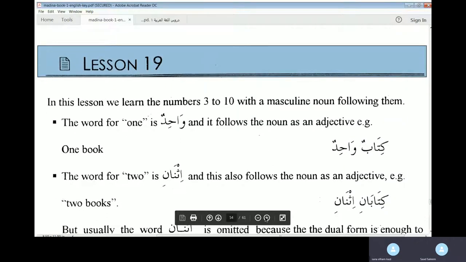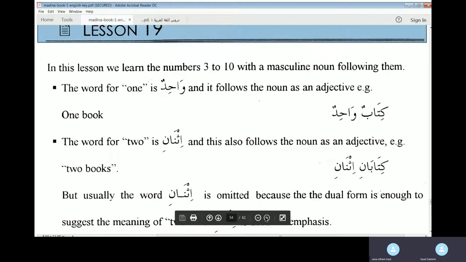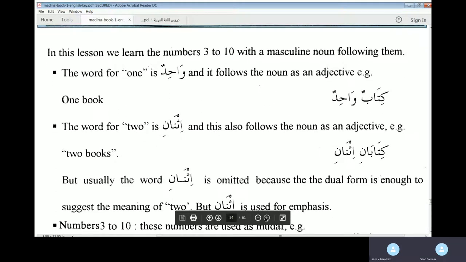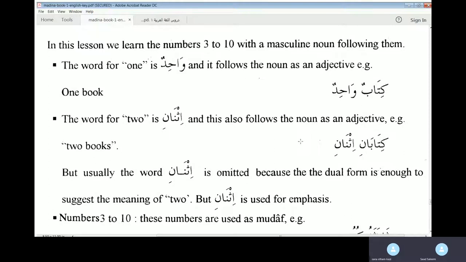The word for one is wahidun, and it follows the noun as an adjective. For example, kitabun wahidun, one book. The word for two is ithnan, and this also follows the noun as an adjective. For example, kitaban ithnan, two books. But usually the word ithnan is omitted because the dual form is enough to suggest the meaning of two. But ithnan is used for emphasis.